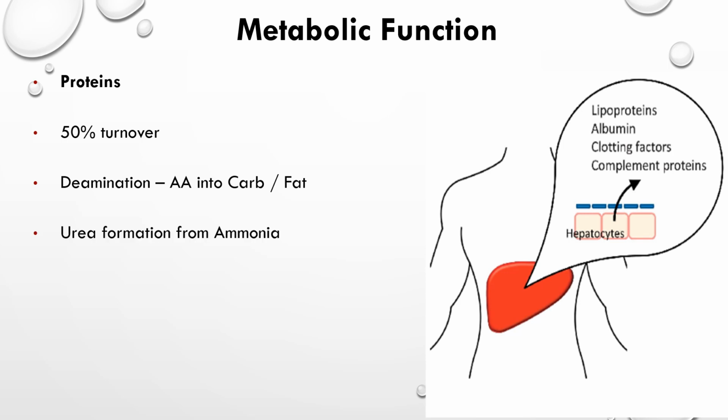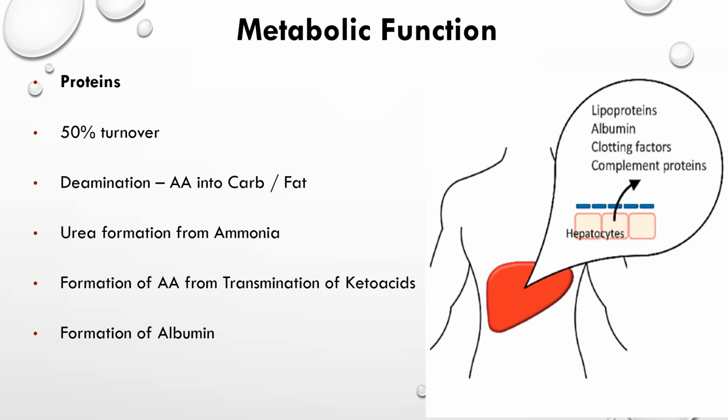So urea formation: the liver is the main site of the urea formation from the ammonia, and formation of all the non-essential amino acids by the transamination of the keto acids. Albumin is solely resynthesized in the liver, and also to some extent the alpha and the beta globulins.